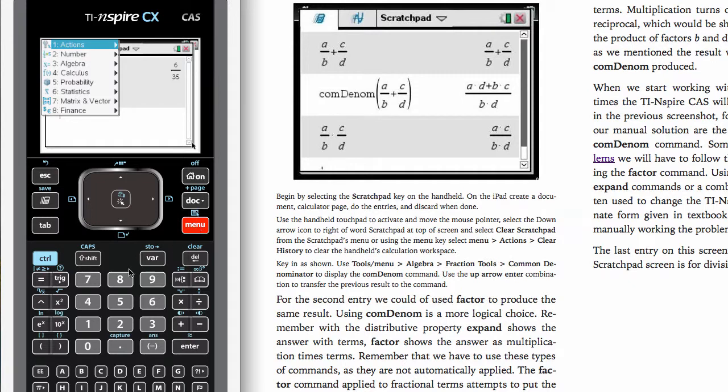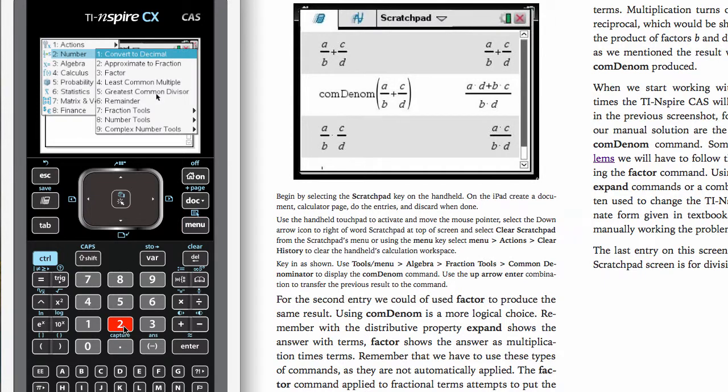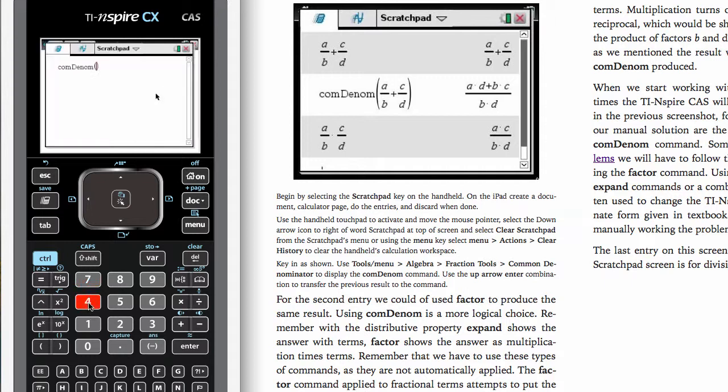So again, let's clear out what we have, 1 and 5. Some of these commands are found in 2 different places, and they're found under different expressions. So if we go to menu, and if we go to number, and if we go to number tools, nope, that wasn't where it was. If we go to number and go to fraction tools, we can see that we can find common denominator there.